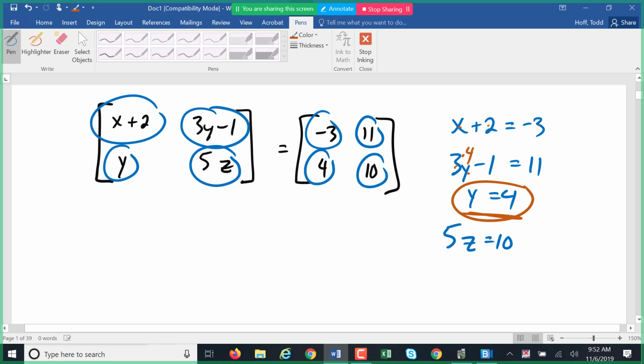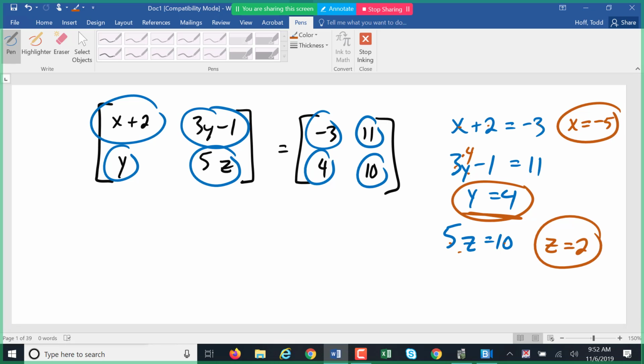x plus 2 equals negative 3. If I subtract 2, that gives me x equals negative 5. 5z equals 10. If I divide by 5, I get z equals 2. So I've solved my system of equations. It's produced by those two equal matrices.